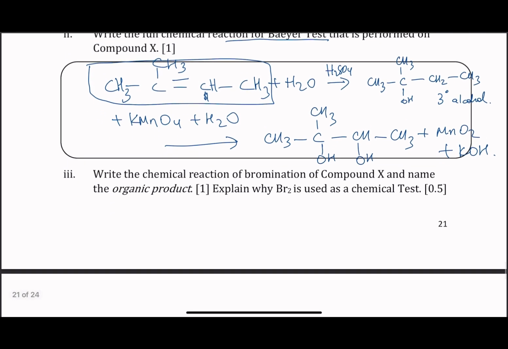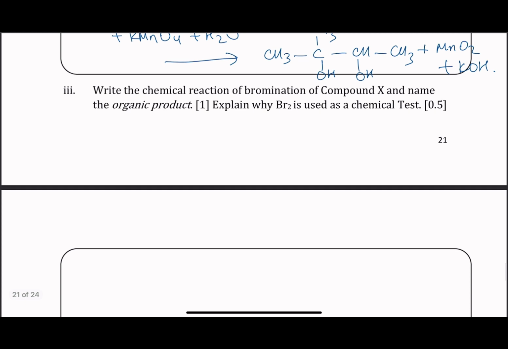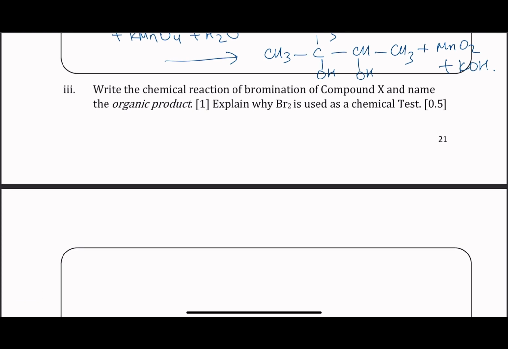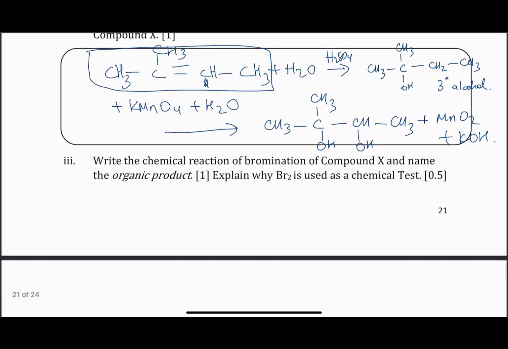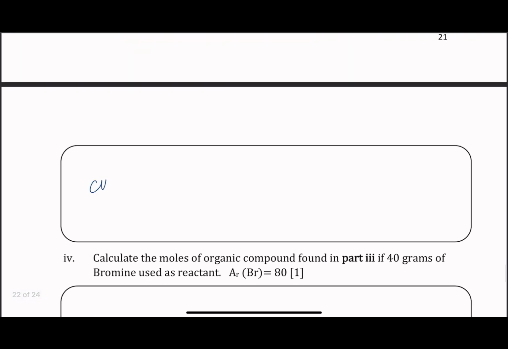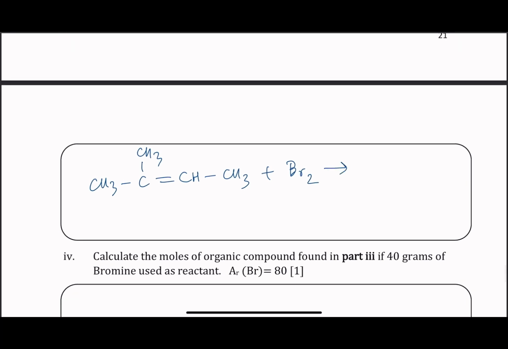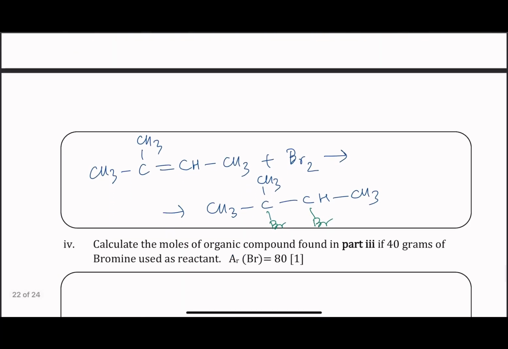Now in the third one, it's asking to write the chemical reaction of bromination of compound X and name the organic product. Now let's write the bromination reaction. Once I do bromination, I'm just going to add Br2. I'm going to break the double bond. I just broke the double bond, and I will add the bromine here, and then bromine here. And name the organic product.